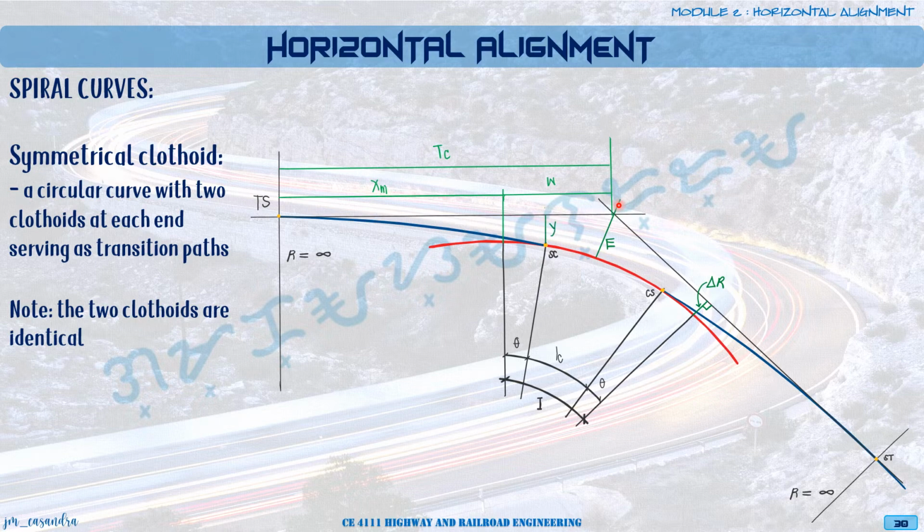Okay? And then we also have what we call Y, which is the perpendicular distance from the tangent of the spiral to the point of convergence of the spiral and the circular curve. Okay, so Y. This value should also be equal to this value. Then we have the length of curve, which is SC to CS.